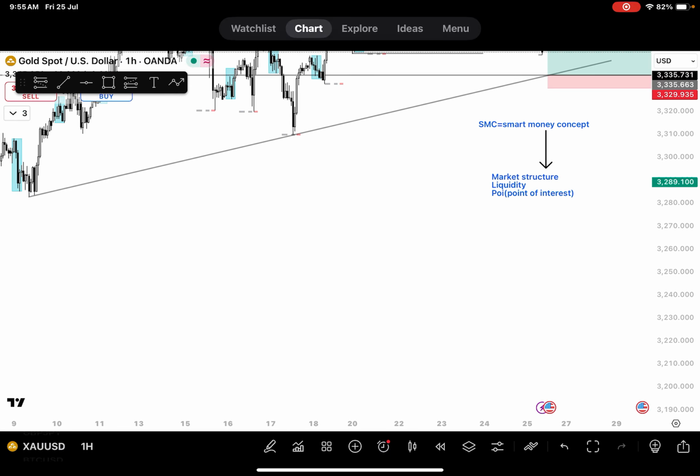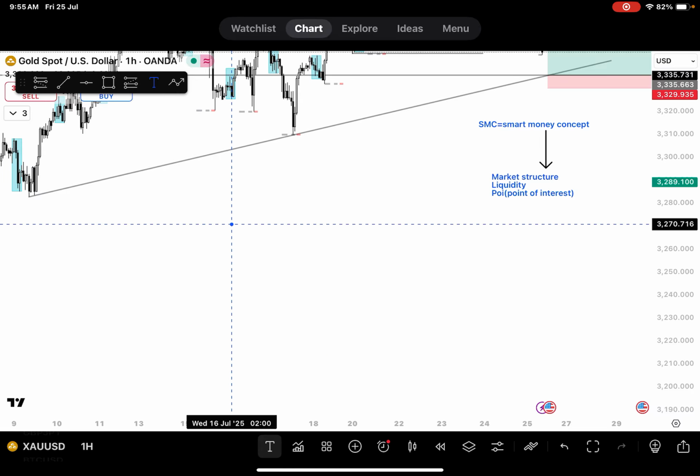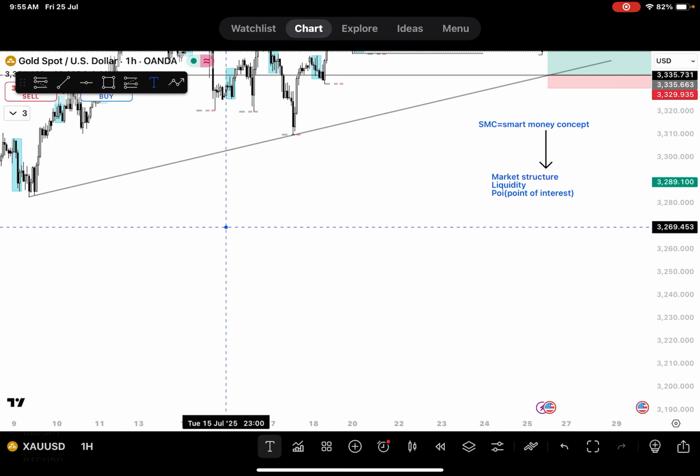Now let's talk about what a POI is. When we are talking about a POI, it already explains itself. Point of interest: the particular zone where you want to enter the market. Maybe you want to enter a buy or a sell in the market. That is what is called a point of interest.